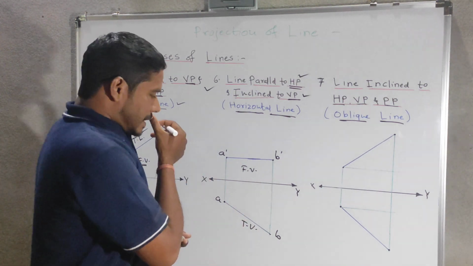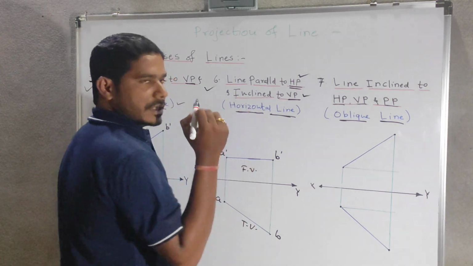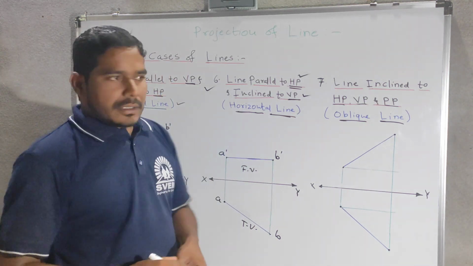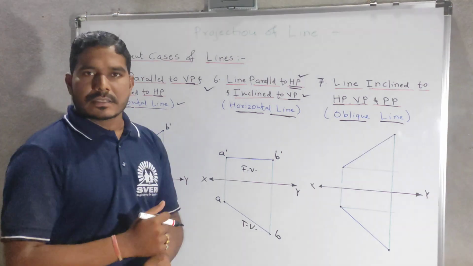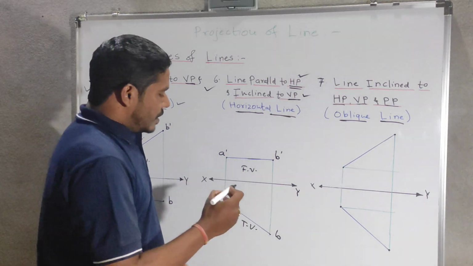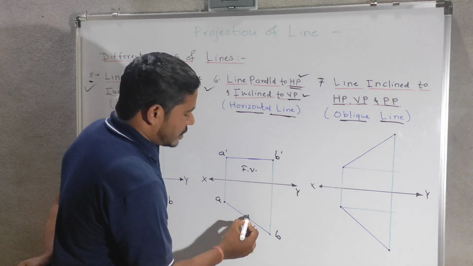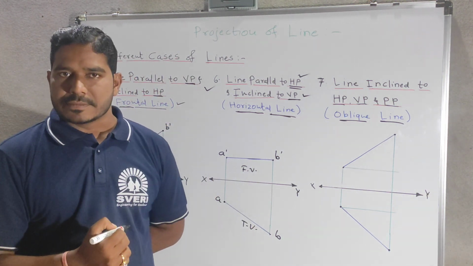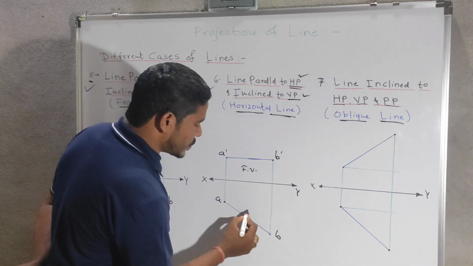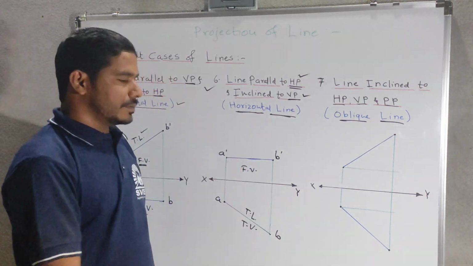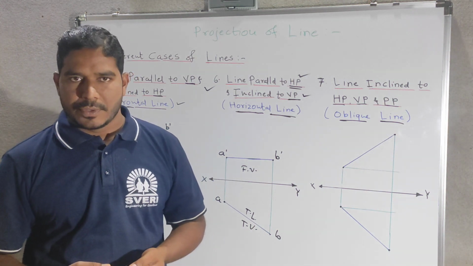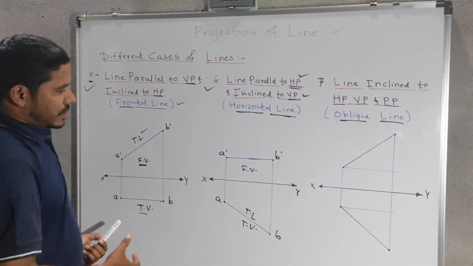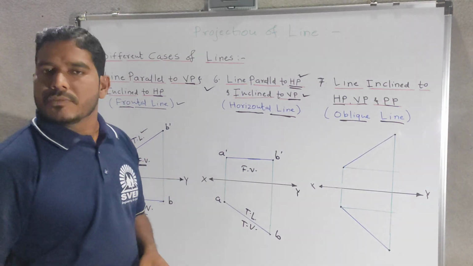Here, in case of a horizontal line, the front view is parallel to XY and the top view is inclined to XY. In the same way as we saw in the fifth case, whatever the top view is, it will give the true length. As we discussed, its top view will provide the true length of this line AB. The same conclusion that we saw in the fifth case is applicable for this case also.